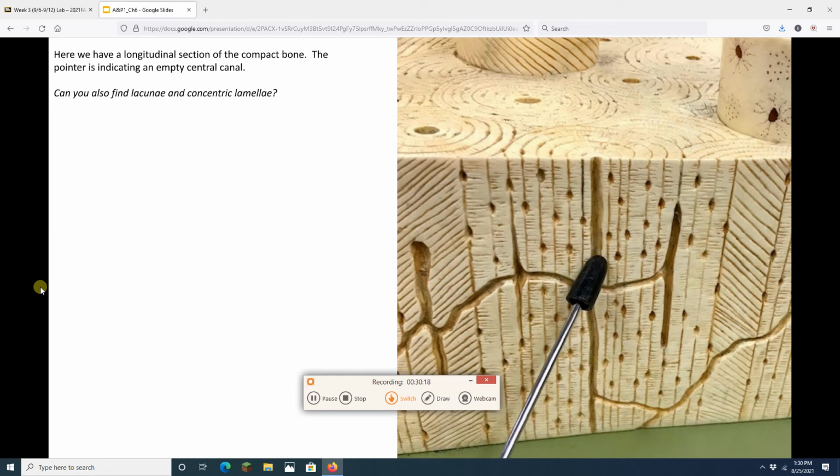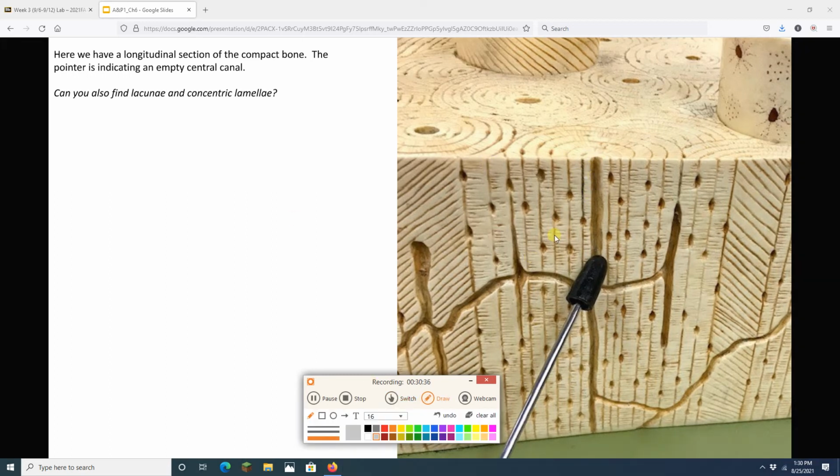Excellent. I rotated the model again so I could show you the long view of a central canal right here. This is a central canal. Remember, blood vessels and nerves will be running in this central canal. You should be able to see the concentric lamellae here. So I'm going to put some, let me switch to red. Red's better than gray. Got some concentric lamellae here. Kind of look up top, you can see them in their sort of more ring shape up here, right?